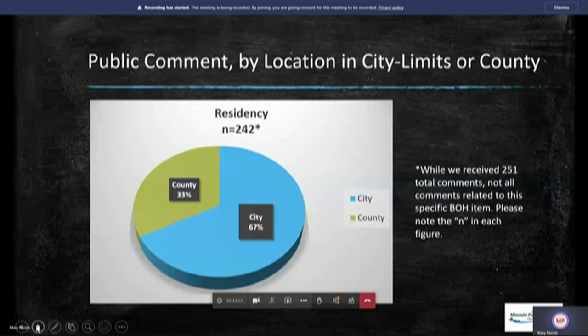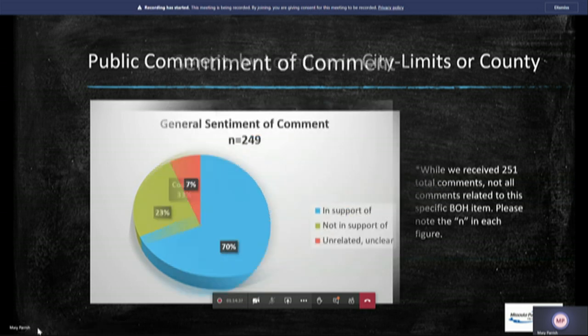Okay, so let's get into the details here and the data. I know I said we had 251 total comments, but often when you're collecting data, you'll have the total number of comments, and then some people maybe didn't complete every single field, or maybe they submitted a comment that was not necessarily relevant to this particular topic. So when we look at the comments submitted about this particular agenda and action item, there were 242 relevant comments. And I thought it would be interesting to break out of those 242 comments, 67% were from folks indicating they lived within city limits, and 33% indicated they lived more in the county outside of city limits.